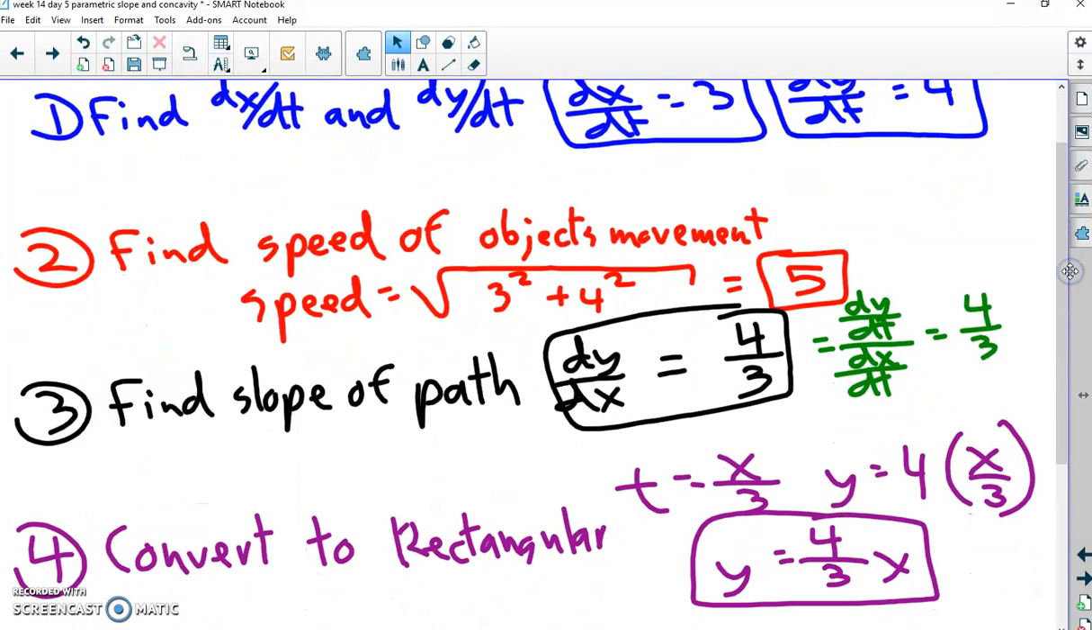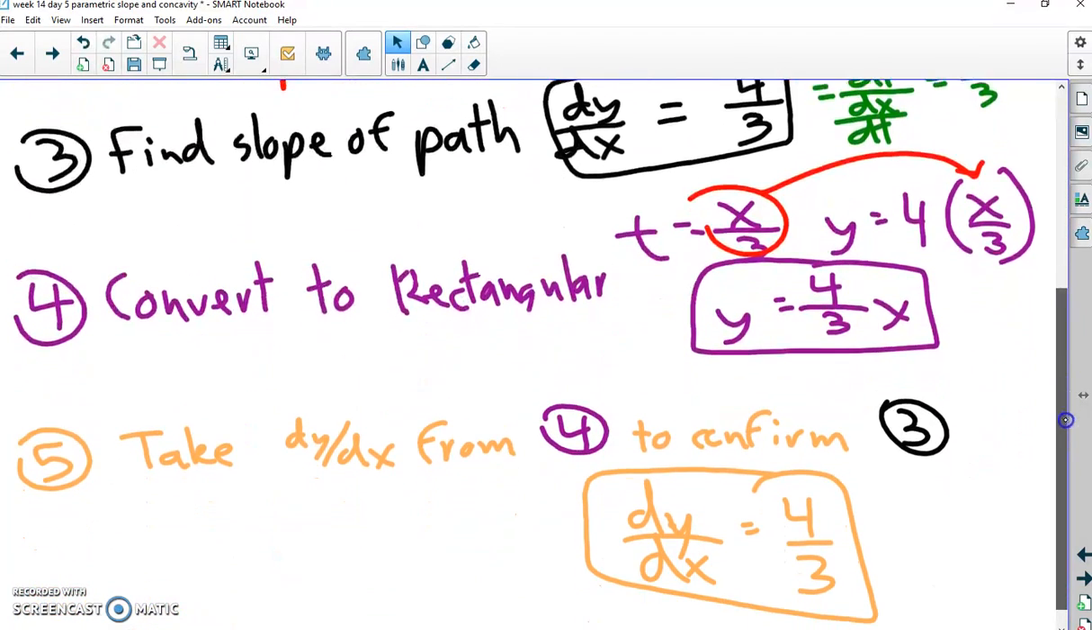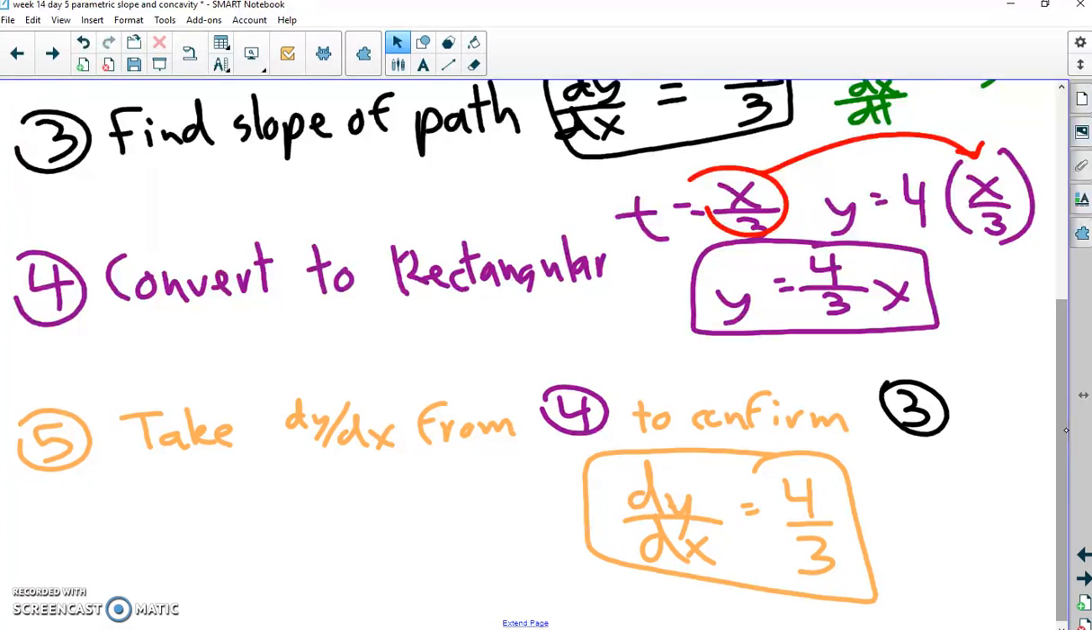So if I convert to rectangular, I get t equals x over 3. You throw the x over 3 into the t for the y, and you get y equals 4/3 x. And when you take that derivative, you get 4/3.